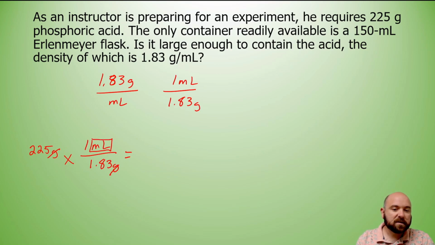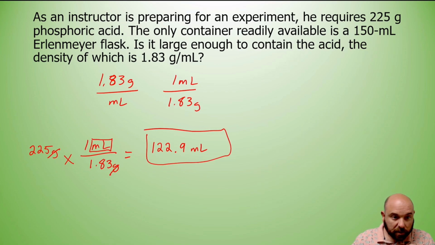Then I can check to see if my container is large enough. So I'll do 225 divided by 1.83, and that means that 225 grams of phosphoric acid has a volume of about 122.9 milliliters. And so we can say that our container would be just big enough to hold the 122.9 milliliters of phosphoric acid.